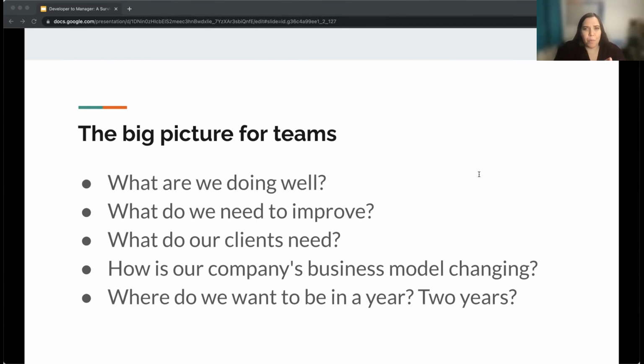Basically, all this can be summed up with, where do you want to be in a year? Where do you want to be in 2 years? And if you let yourself get stuck on just the active projects that your team is working on right now, you won't see these trends until someone points them out to you.